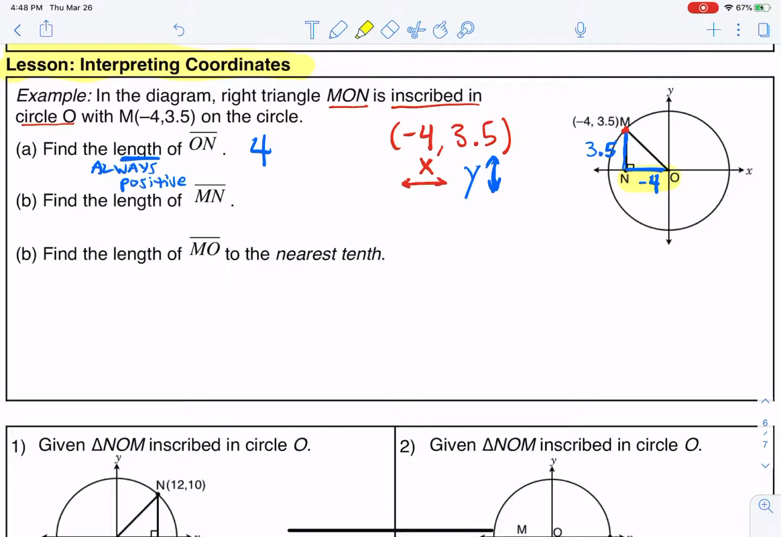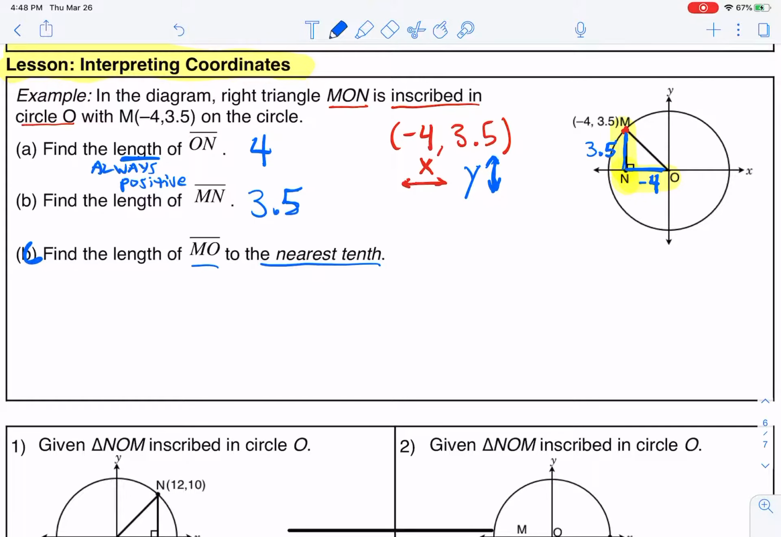Okay, the length of MN, again, that's the distance between that point on the x-axis N and point M. That's really the same as my y value here, which is 3.5, which is already a positive number. Okay, so we're asked to find the length in part, really should say part C. We're asked to find the length of MO to the nearest tenth.